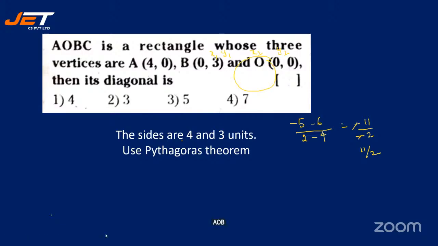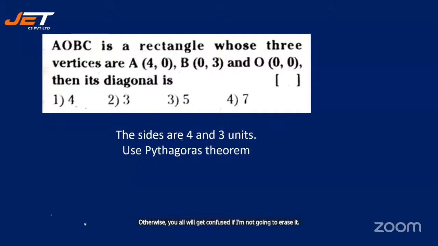One second. Let me erase this. Otherwise, you all will get confused if I'm not going to erase it. So, AOBC is a rectangle whose three vertices are A of 4, 0, B of 0, 3, and O of 0, 0. Then its diagonal is dash.